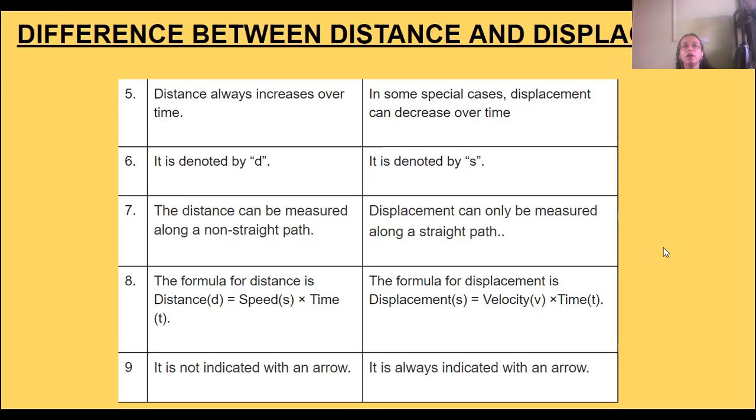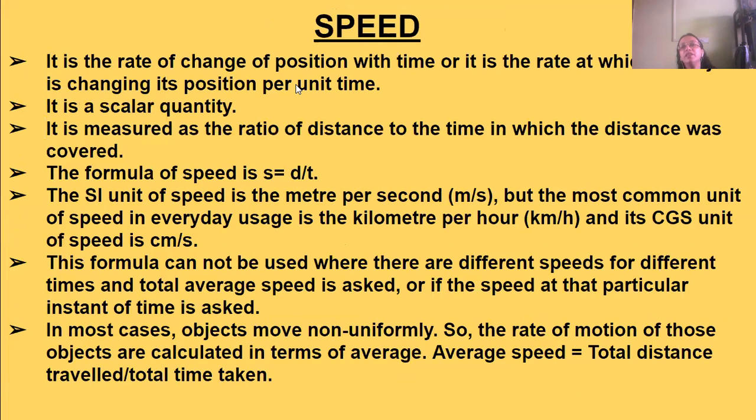Next, we come to speed. What is speed? Speed is the rate of change of position with time. That is, it is the rate at which an object is changing its position per unit time. Like say in 1 hour, what is the change of the position of the object? That will be its speed.